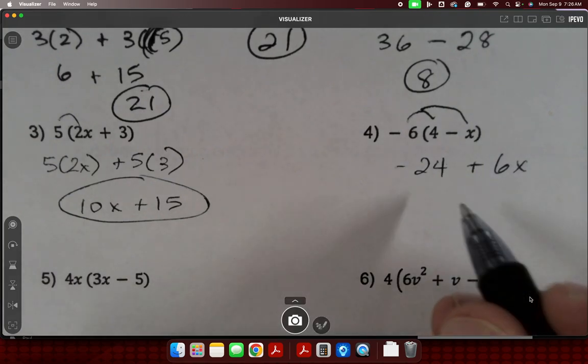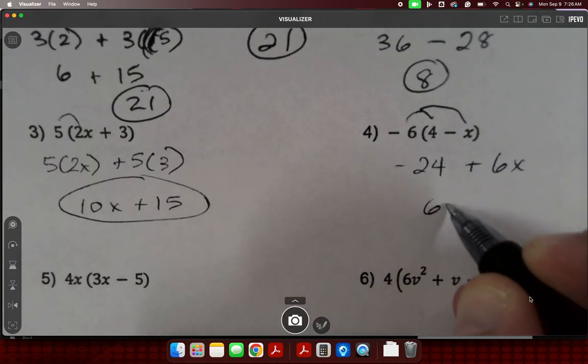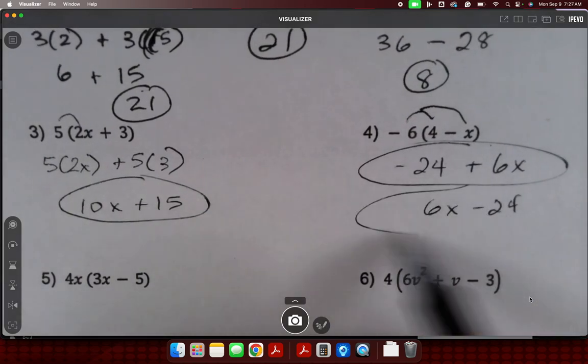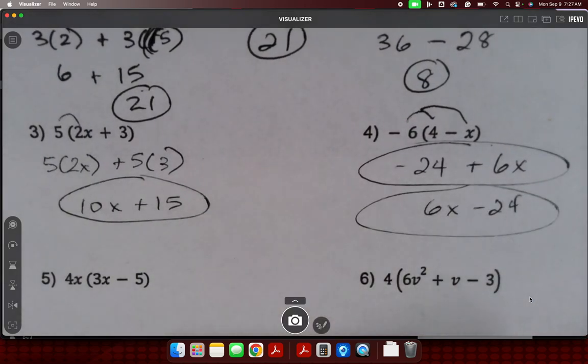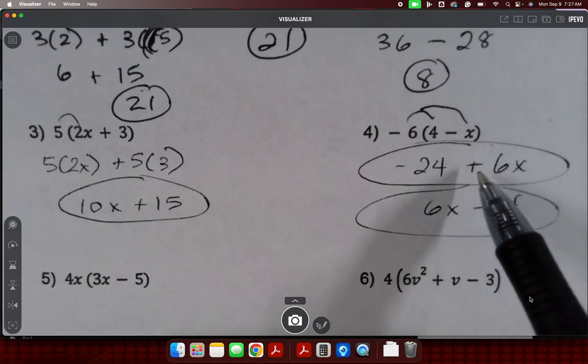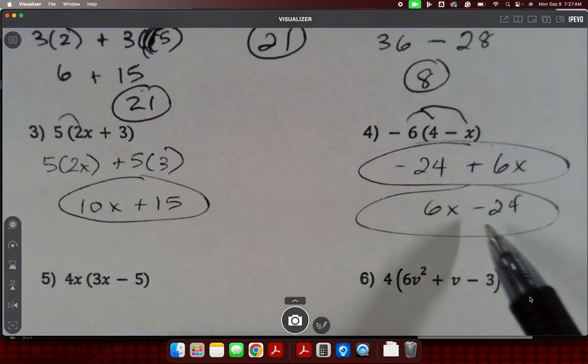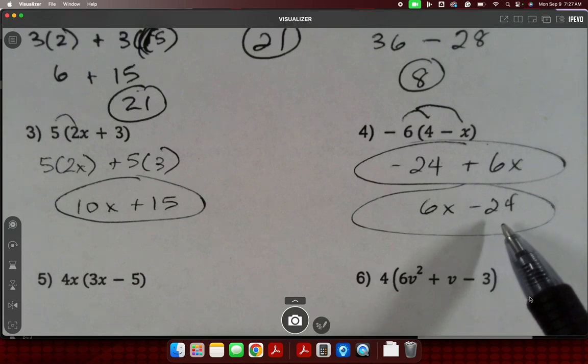And you're welcome to leave the answer like this, or if you want to switch the 6x to the front, that's fine. Either one of these answers is good. Just make sure you keep the signs if you do switch it. That's a positive 6x, so it stays positive here. It's a negative 24. So we can write plus negative 24 or minus 24 right there.